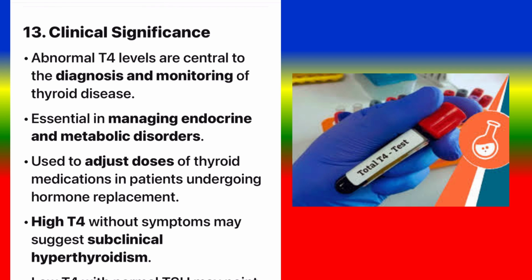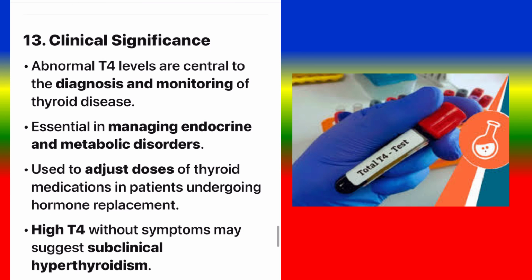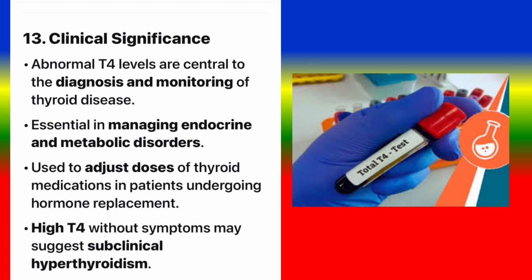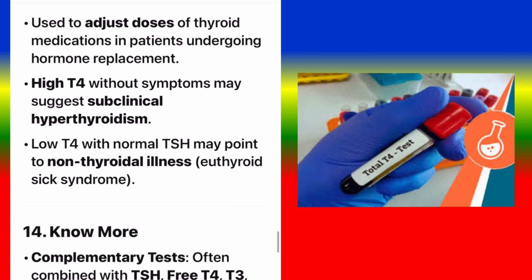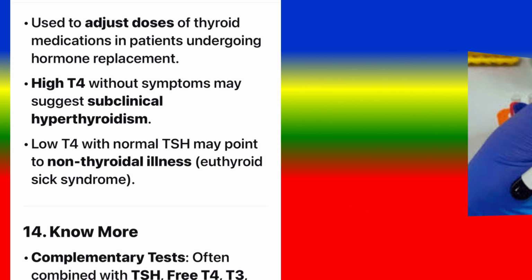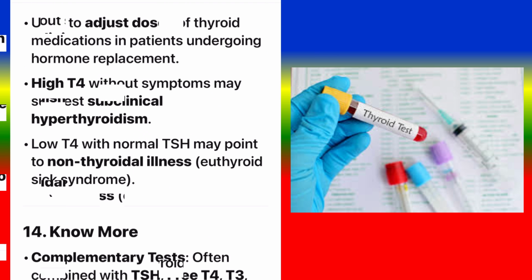13. Clinical significance. Abnormal T4 levels are central to the diagnosis and monitoring of thyroid disease. Essential in managing endocrine and metabolic disorders. Used to adjust doses of thyroid medications in patients undergoing hormone replacement. High T4 without symptoms may suggest subclinical hyperthyroidism. Low T4 with normal TSH may point to non-thyroidal illness, euthyroid sick syndrome.